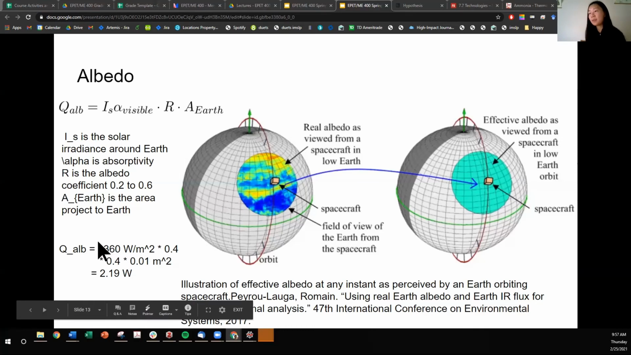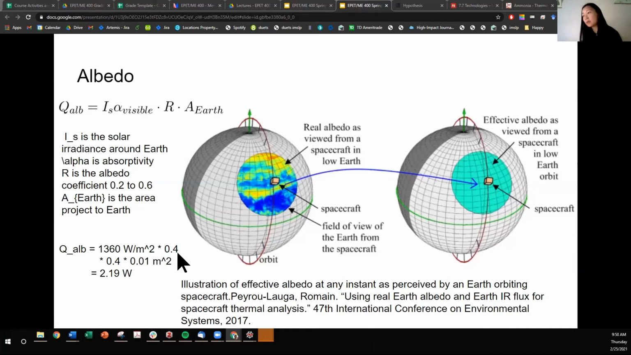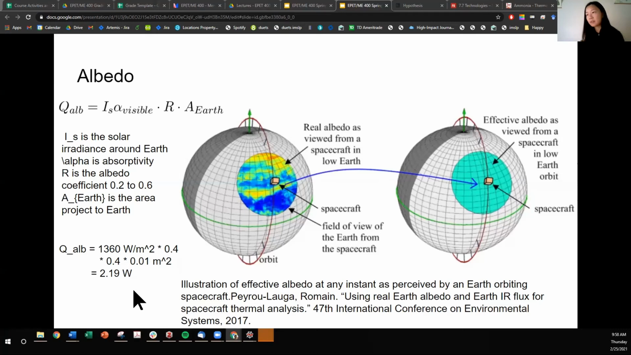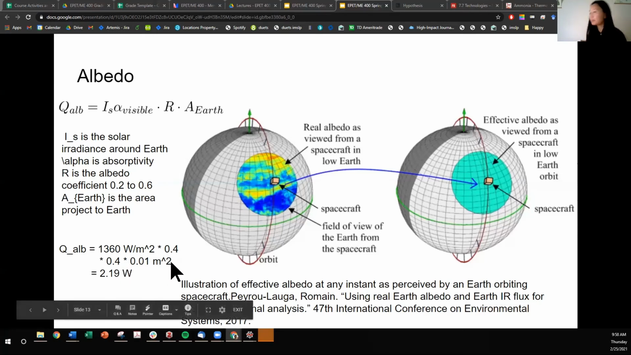Again, you'll recognize this: the solar irradiance, 1360 watts per meter squared, our absorptivity, 0.4. And then just take the average of R, we're going to use 0.4. The face of the spacecraft is 0.01. So our heat from albedo is going to be 2 watts-ish.